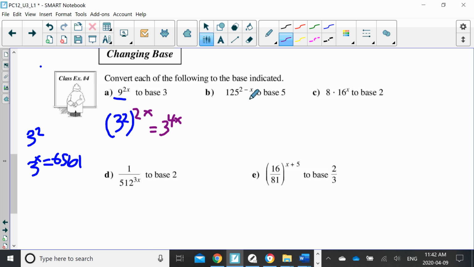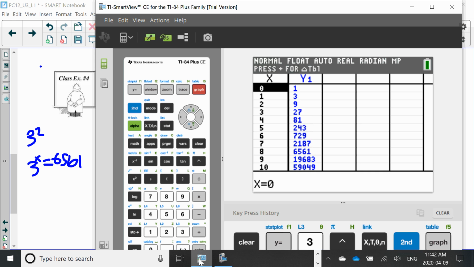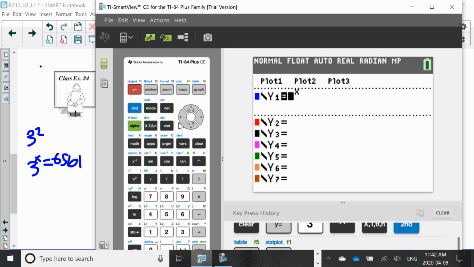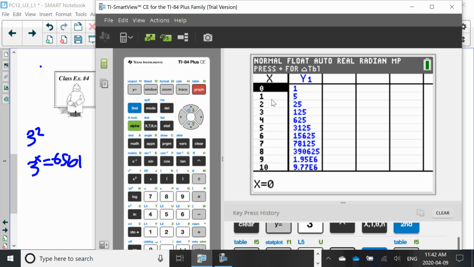Okay, for class example B, they want 125 in base 5. So all I do is I write a 5 here. That's my base. And on my calculator, I'm going to type in 5 to the power of x, right? We could guess and check these, but I'm just going to type in 5 to the power of x, go to second function table, and here are your exponents.